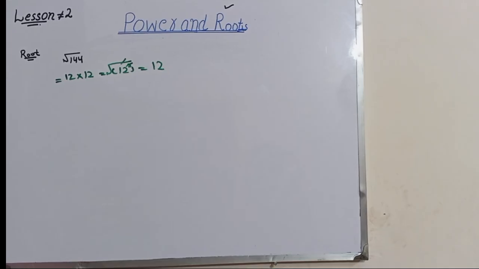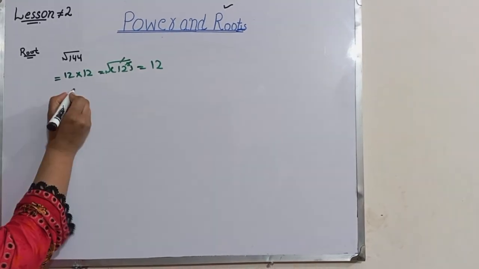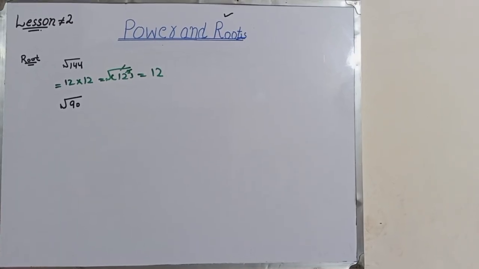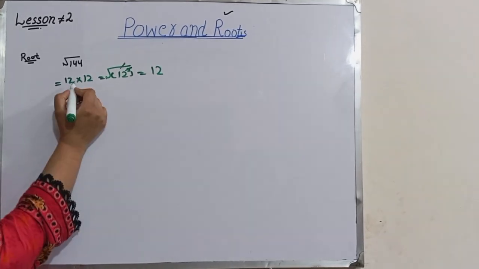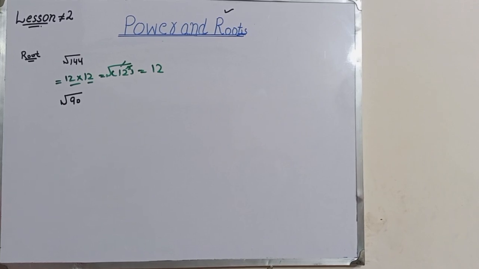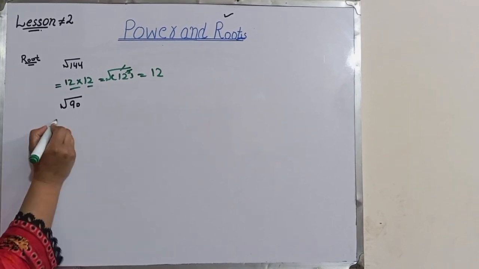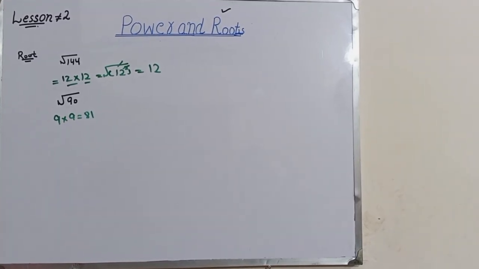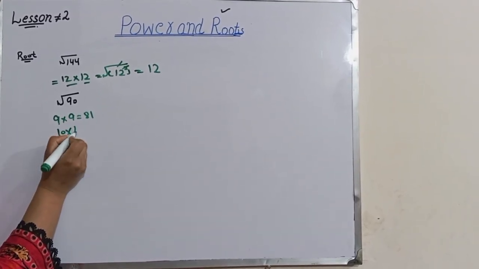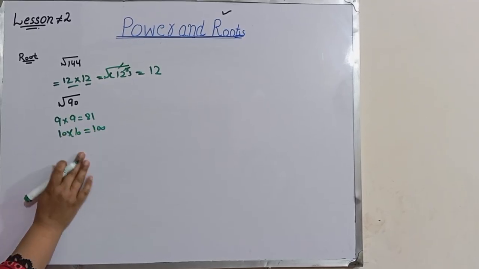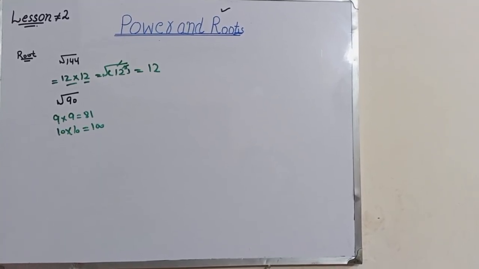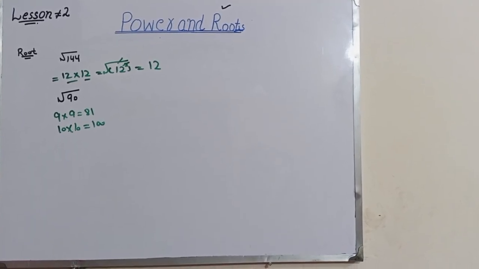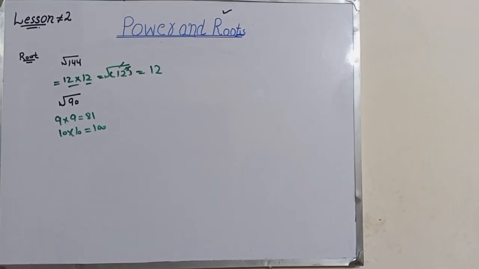Now let's try another example. What is the square root of 90? What we will do is this: 9 multiplied by 9 is equal to 81, and 10 multiplied by 10 is equal to 100. So 90 is between 81 and 100. That means the square root of 90 must be between 9 and 10.